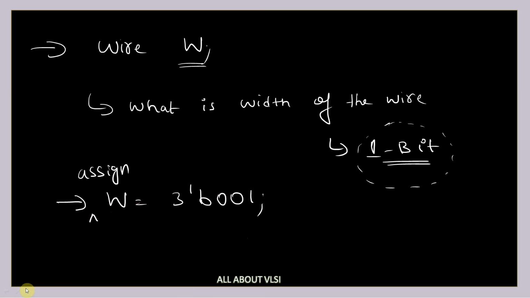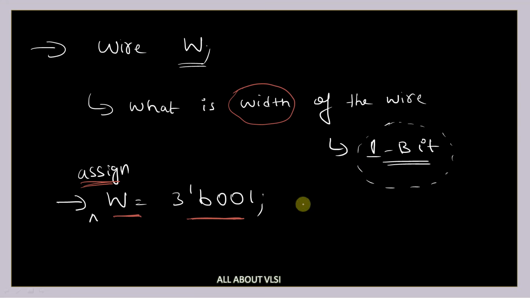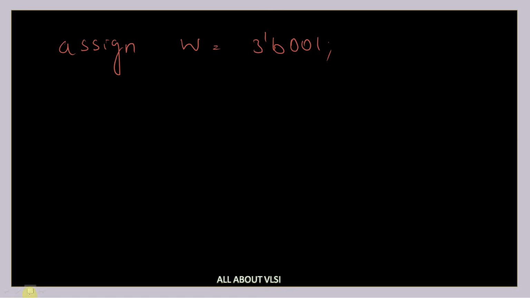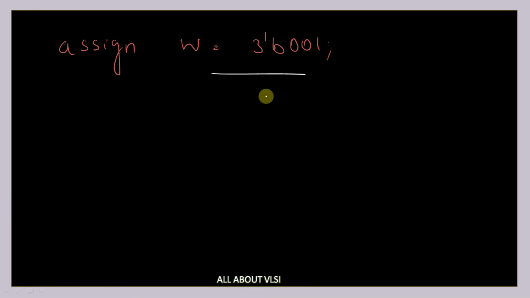Do we get any compilation error in this particular case? If I write assign W is equal to 3 tick binary 001, do I get any compilation error? Width is 1 bit. So my question is, if I write assign W is equal to 3 tick binary 001, do I get any compilation error here? Here I am not going to get any compilation error.